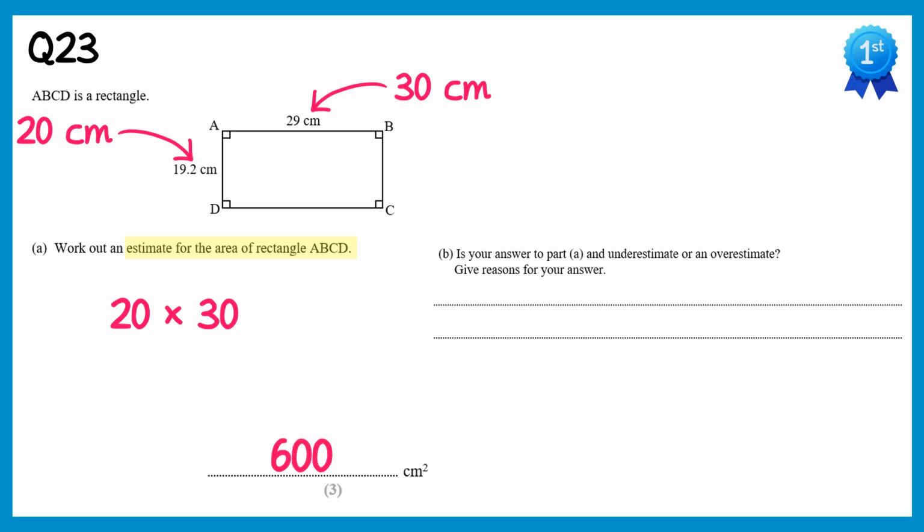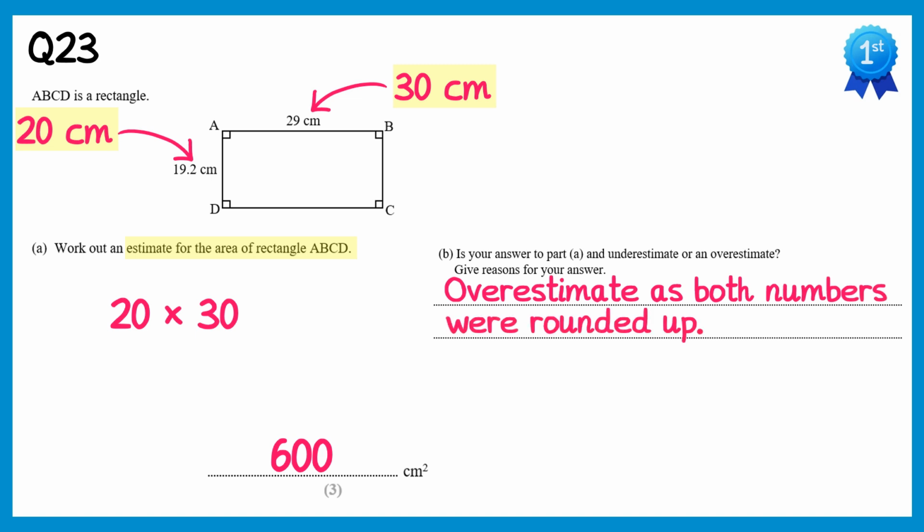For part B, we're asked if this was an underestimate or an overestimate. We need to consider what we did with our rounded numbers. The 30 was actually 29, so we rounded it up. The 20 was actually 19.2, so that was also rounded up. So we actually multiplied two numbers that were slightly bigger than they were supposed to be. So our answer is a little bit bigger than the real answer to this question. So we've actually overestimated. So you'd say it's an overestimate as both numbers were rounded up.